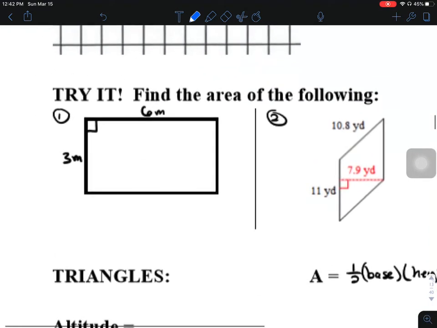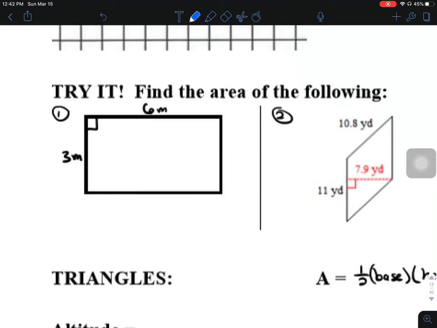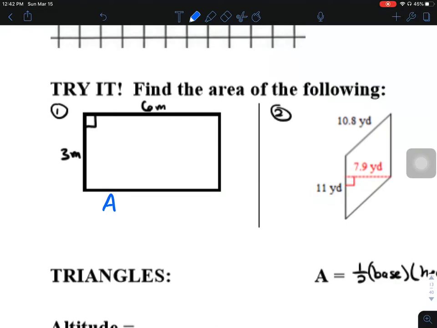To find the area of the following, so this first one, clearly a parallelogram. Keep in mind every rectangle is a parallelogram. To find the area of a parallelogram, it is the base times the height. The base is any side and the height is perpendicular to that side. How many square units can fit in this? 18 square meters can fit inside of this.